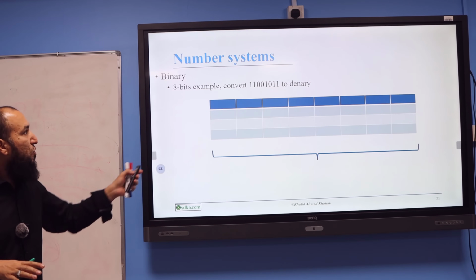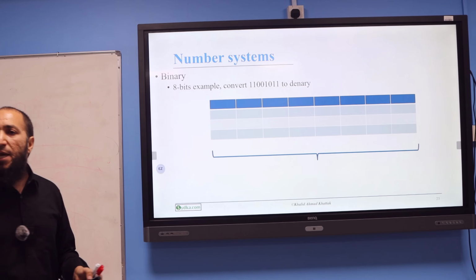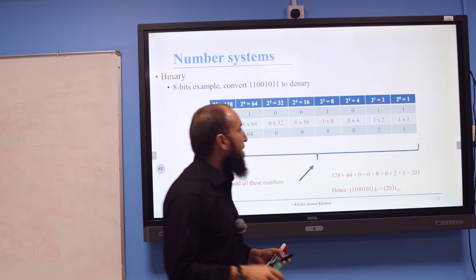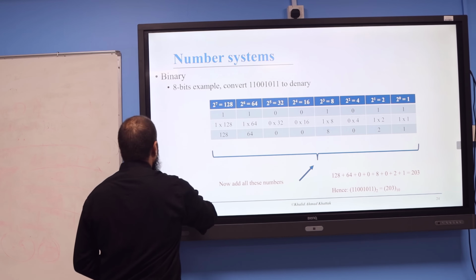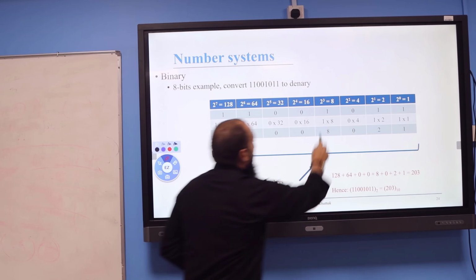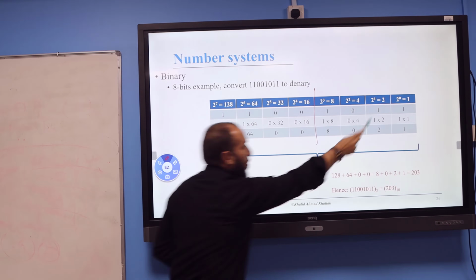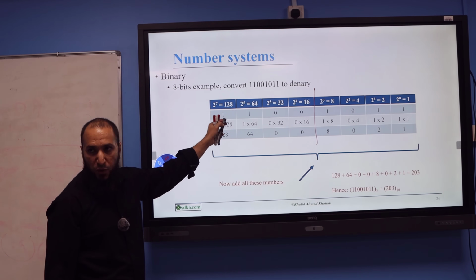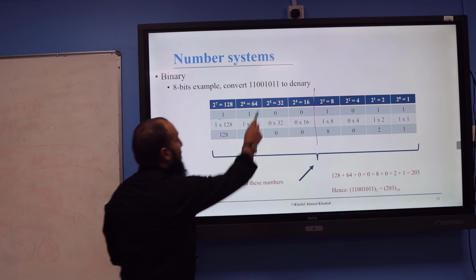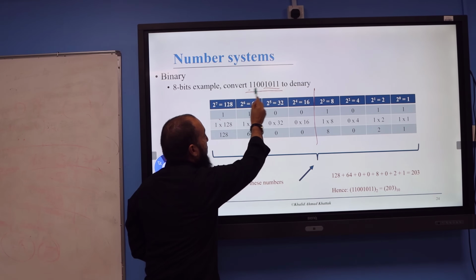Now the next one we want to do is 8 bits. It's going to be the same procedure. The only change we will see is in the powers. Earlier we did up to here, which was only 4 bits. Now the powers increase: 1, 2, 4, 8, 16, 32, 64, 128. So if we have a number which is 4 bits and 4 bits, that is 8 bits.